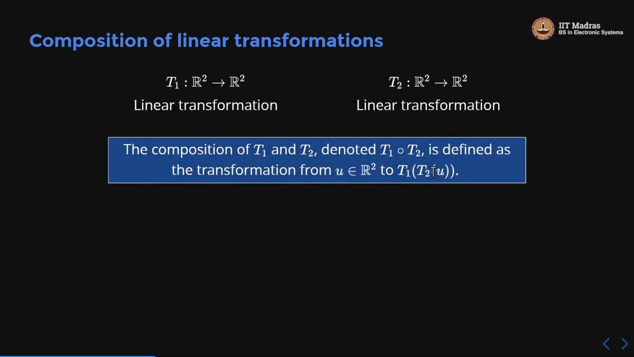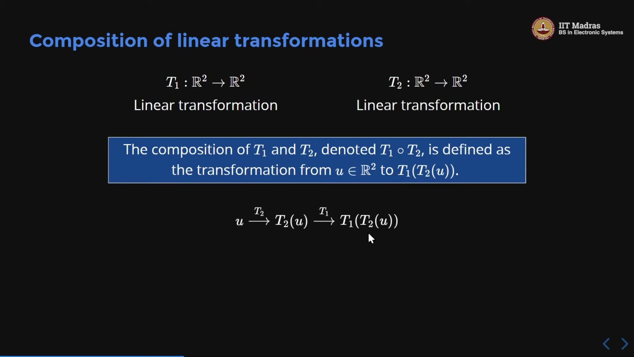See, if you were to do T2 alone, it will be T2 of U. Okay. So I have the U, I hit it first with T2 to get T2 of U. And then the T2 of U gets further hit with T1 to get T1 of T2 of U. T2 of U is of course another vector in R2, so of course you can do it with T1 again. So this is composition of functions or composition of transformations. Do T2 of U first and then you do T1. Okay, so this is the definition of composition.